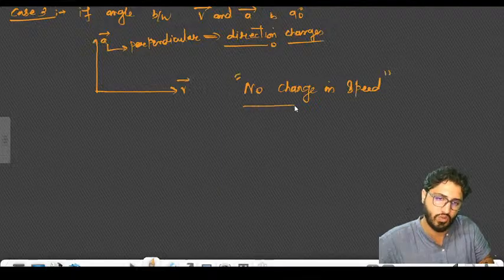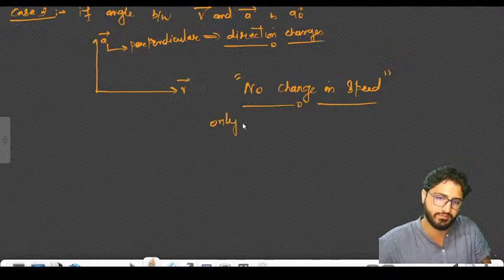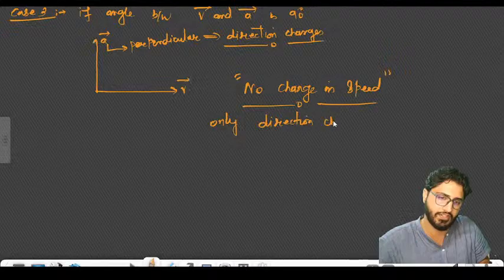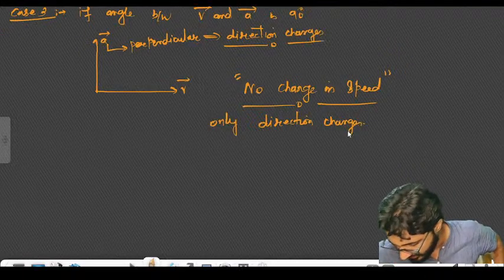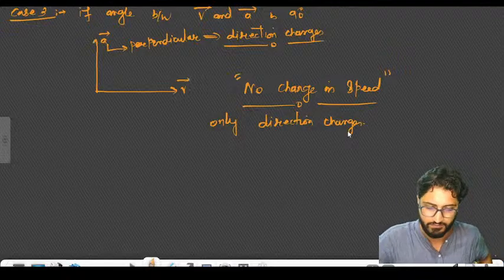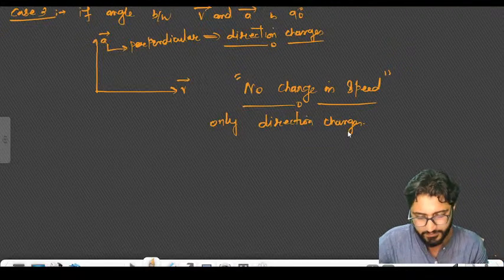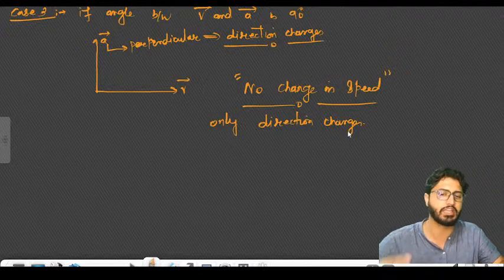In this case, there is no change in speed. Only direction changes. Done? Easy or very easy? Okay. So I will be giving you one numerical. Then we will start equations of motion, right?